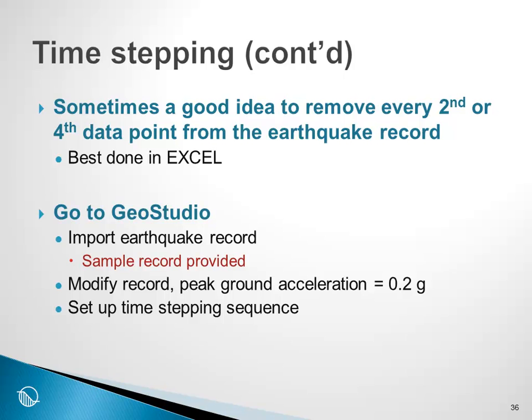So as I've already said, sometimes it's a good idea to remove every second or fourth data point, for example, from the earthquake record, and generally this is best done in Excel. So let us now go to GeoStudio and import an earthquake record that we have provided. It's an example record that we ship with the software. We will modify the record and set the peak ground acceleration to 0.2 g, and at the same time we will set up our time stepping sequence for integration through the earthquake record.